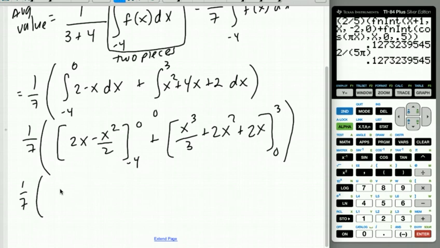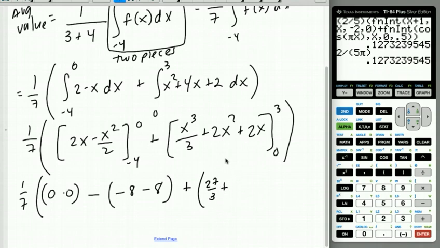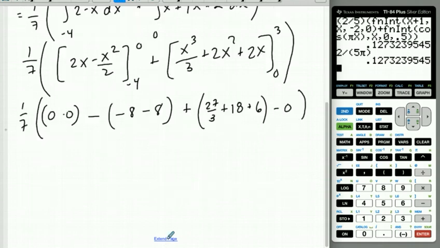When I plug in the zeros, thankfully they're gone. So 0 minus 0, yay, that's something. Minus, when I plug in the negative 4, I'm going to get a negative 8 minus an 8, right? Because this will be a negative 8, and then this would be minus 16 over 2, which would also be an 8, right? Over here, when I plug in the 3, I'm going to get 27 over 3, right? Plus 2 times 9, which is 18, plus a 6, minus a bunch of zeros. So that's nice at least, right?